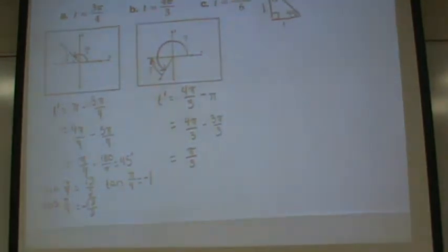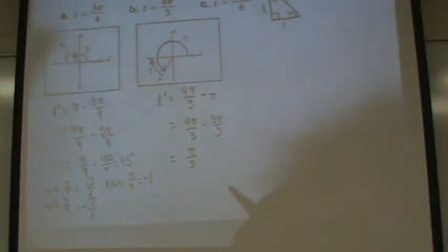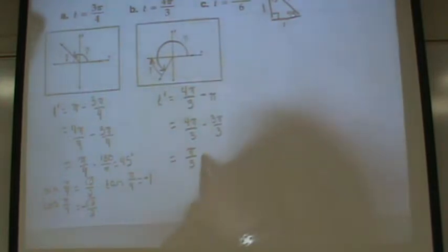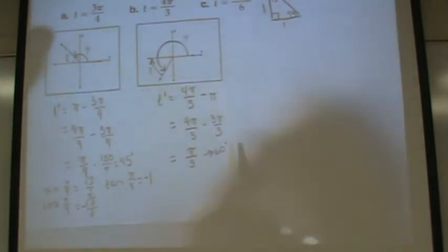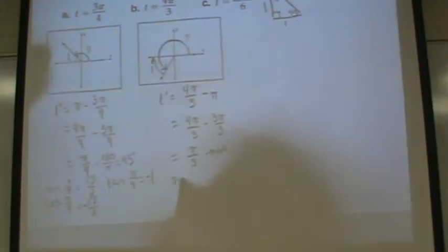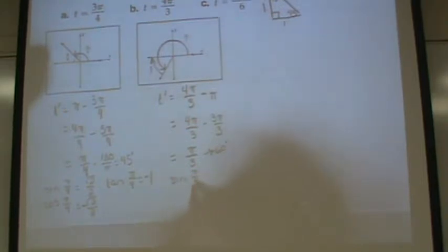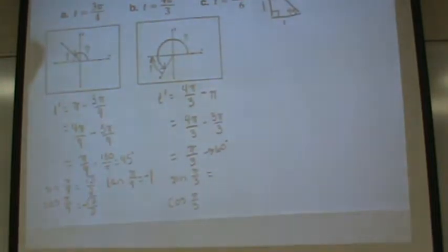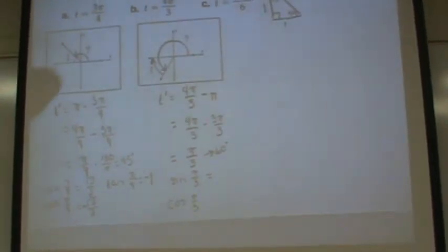What's pi over 3 for an angle? Oh, 60. Pi over 3 is a 60-degree angle. Does it take 3 of those to make 180? So now we need to find the sine of pi over 3, the cosine of pi over 3, and the tangent. So the sine of pi over 3 is square root of 3 over 2.